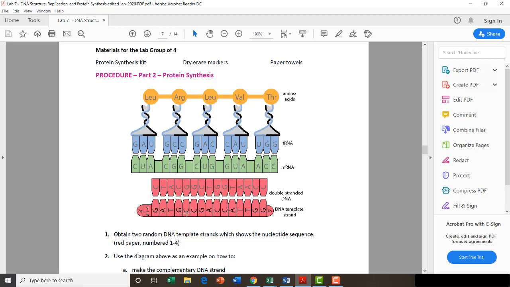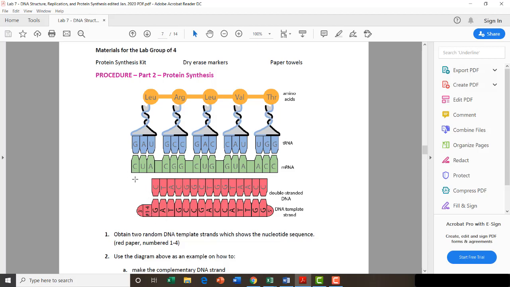As the enzyme is reading the strand, it will add complementary nucleotides to make mRNA. So again, RNA polymerase reads DNA to make a copy called mRNA. So mRNA is just a copy of the DNA. And as you can see, it's complementary.